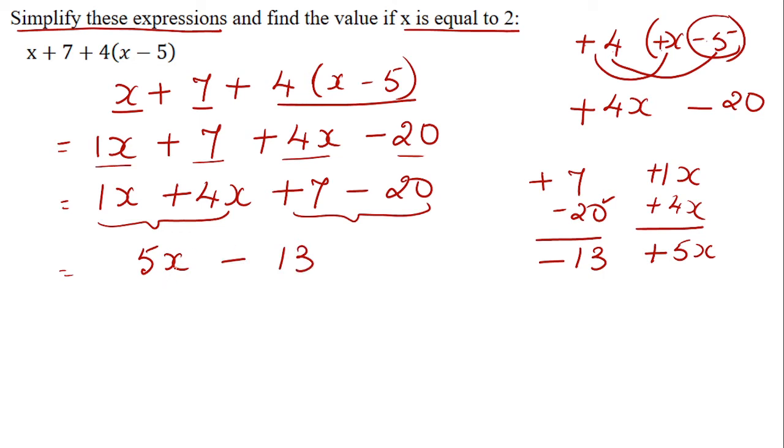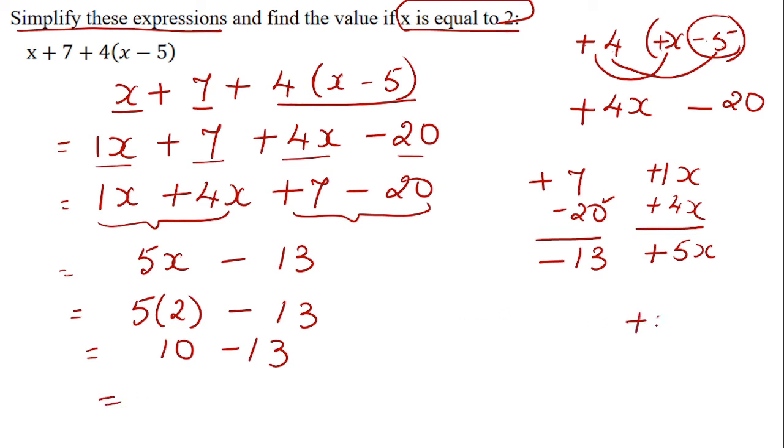Now substitute the value of x is equal to 2. So that's equal to 5 into, they've given x is equal to 2. So minus 13. That's equal to 5 into 2 is 10 minus 13. So plus 10 minus 13. Two different signs. Put the bigger number sign and subtract. 13 minus 10 is 3. So the answer is minus 3.